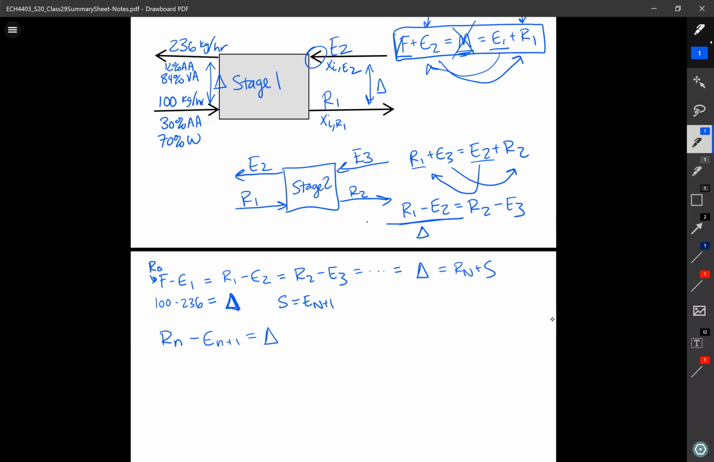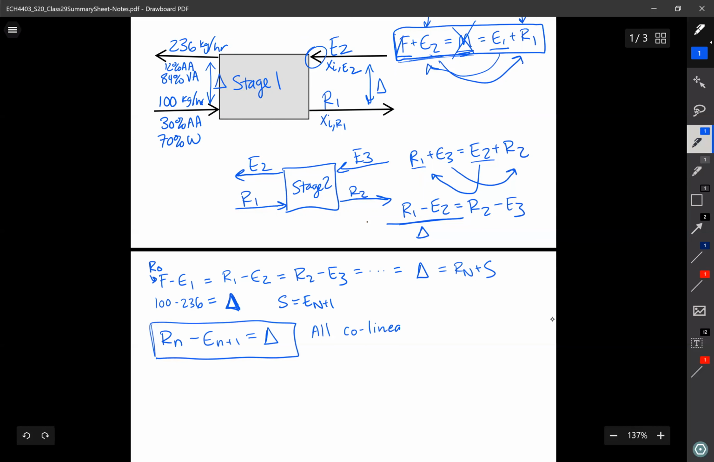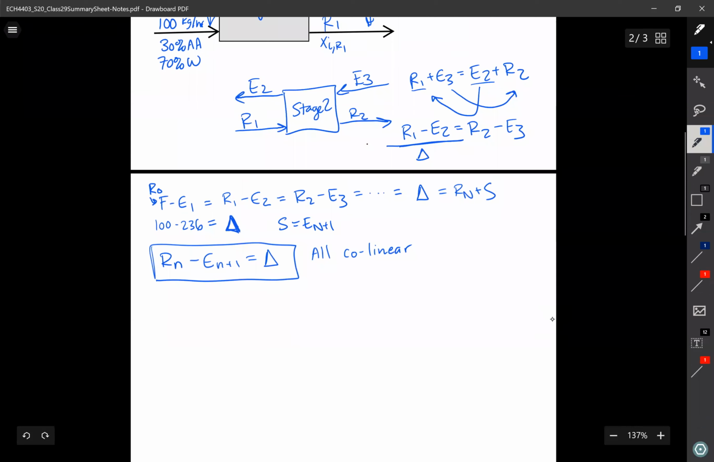And similar to how we solve problems graphically by saying that if I can write an equation like F plus E2 is equal to M, then these 3 points must lie along the same line. I can do the same thing with delta. I can say that the 3 points Rn, E of n plus 1, and delta all lie on the same line, all collinear. And this will allow me to find the composition, I say composition in quotes, of delta.